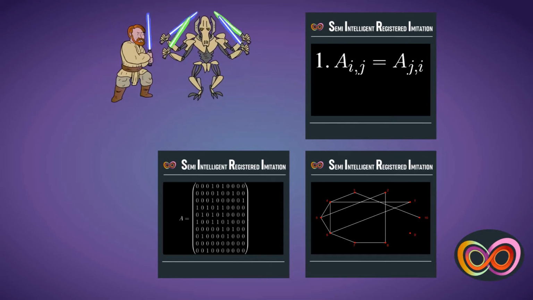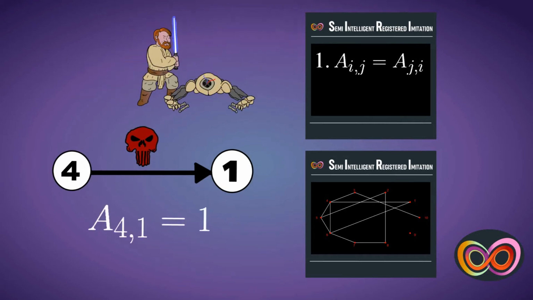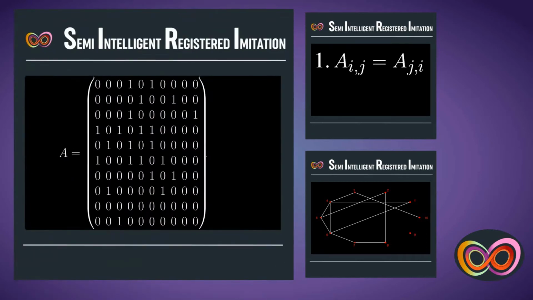For example, because Obi-Wan kills Grievous, we would have A sub 4 1 equals 1. But because Grievous does not kill Obi-Wan, we would have A sub 1 4 equals 0. The moral is that non-directed graphs have symmetrical adjacency matrix, while directed graphs in general don't.